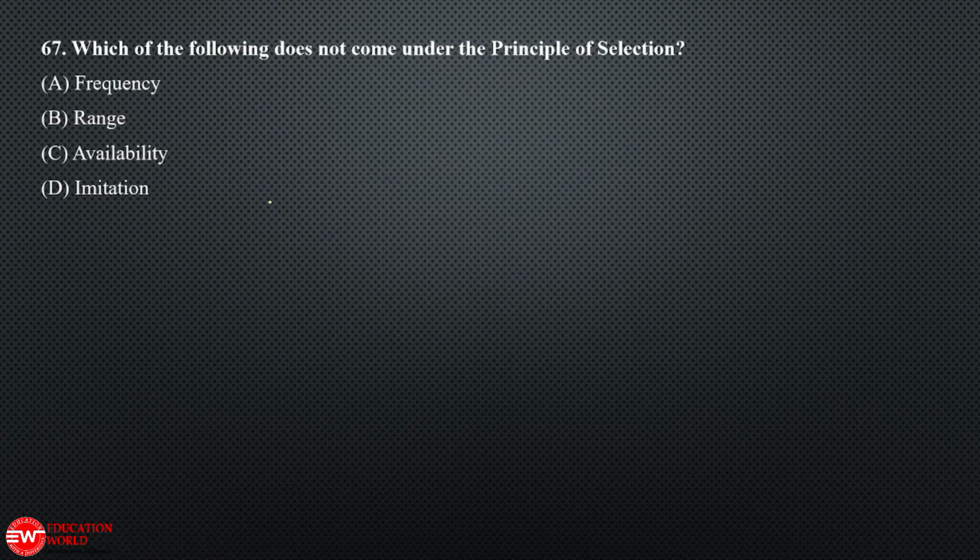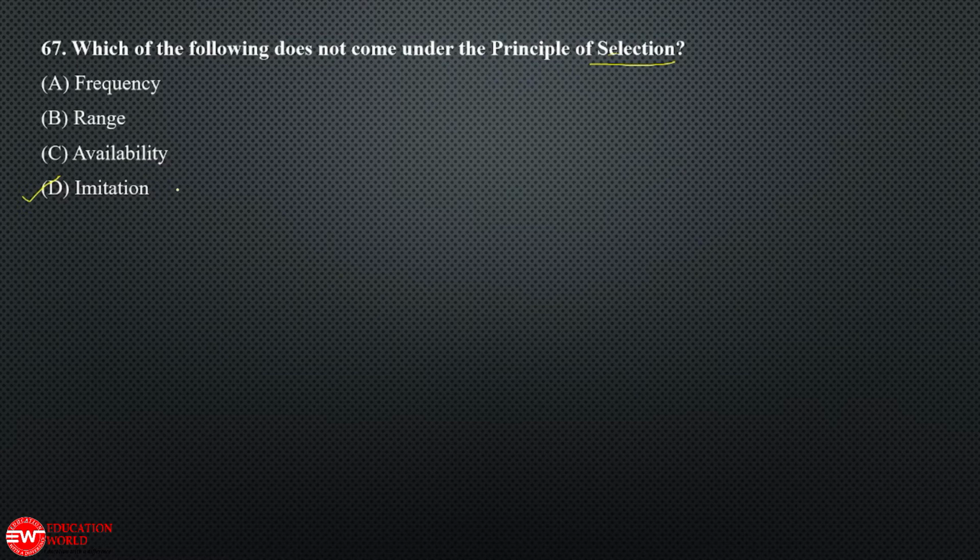Next one is which of the following does not come under the principle of selection? Now what is the principle of selection? It is selecting the material for the pupils or the students. जब हमने अपने विद्यार्थियों के लिए मटेरियल सेलेक्ट करना है कि उनके लिए जो मटेरियल है वो किस तरह का होना चाहिए. तो frequency is there, definitely range is also there, availability of material भी selection में ही आता है. So what is not there, that is imitation.